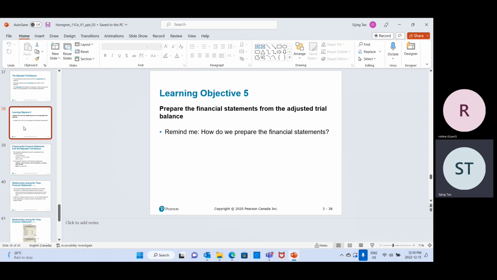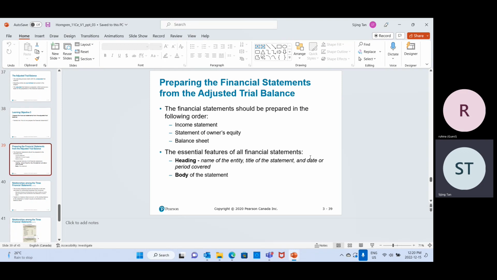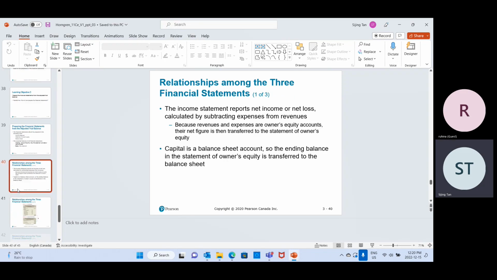So how do we prepare the financial statements? Once you have finished the adjusted trial balance, all the numbers go directly to the financial statements, right? We always prepare the income statement first, then owner's equity second, and then the balance sheet third. Now we're going to talk about the financial statements. Financial statements are prepared using account balances from the adjusted trial balance. The income statement is always prepared first, followed by the statement of owner's equity, and then the balance sheet. We should have examples for that.